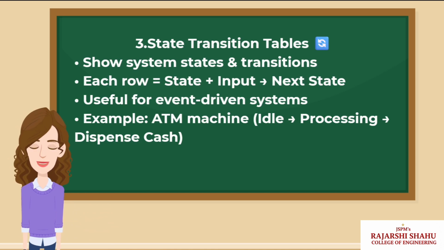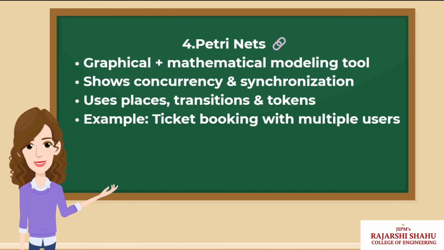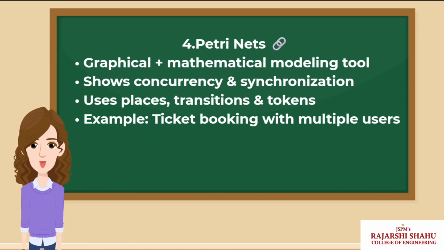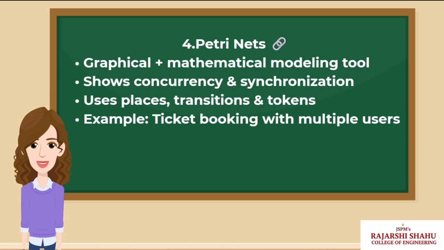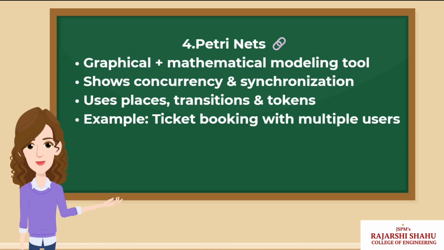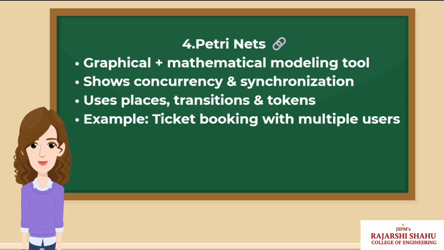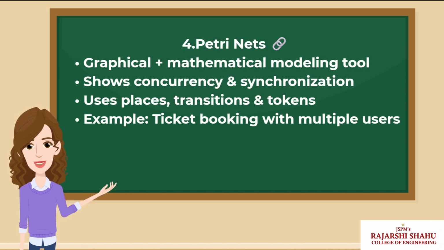Petri Nets are both graphical and mathematical models. They use circles called places, rectangles called transitions, and tokens to show system behavior. Petri Nets are powerful for modeling concurrency and synchronization. For example, in a ticket booking system with multiple users, Petri Nets can model how seats are reserved and locked to avoid double booking.